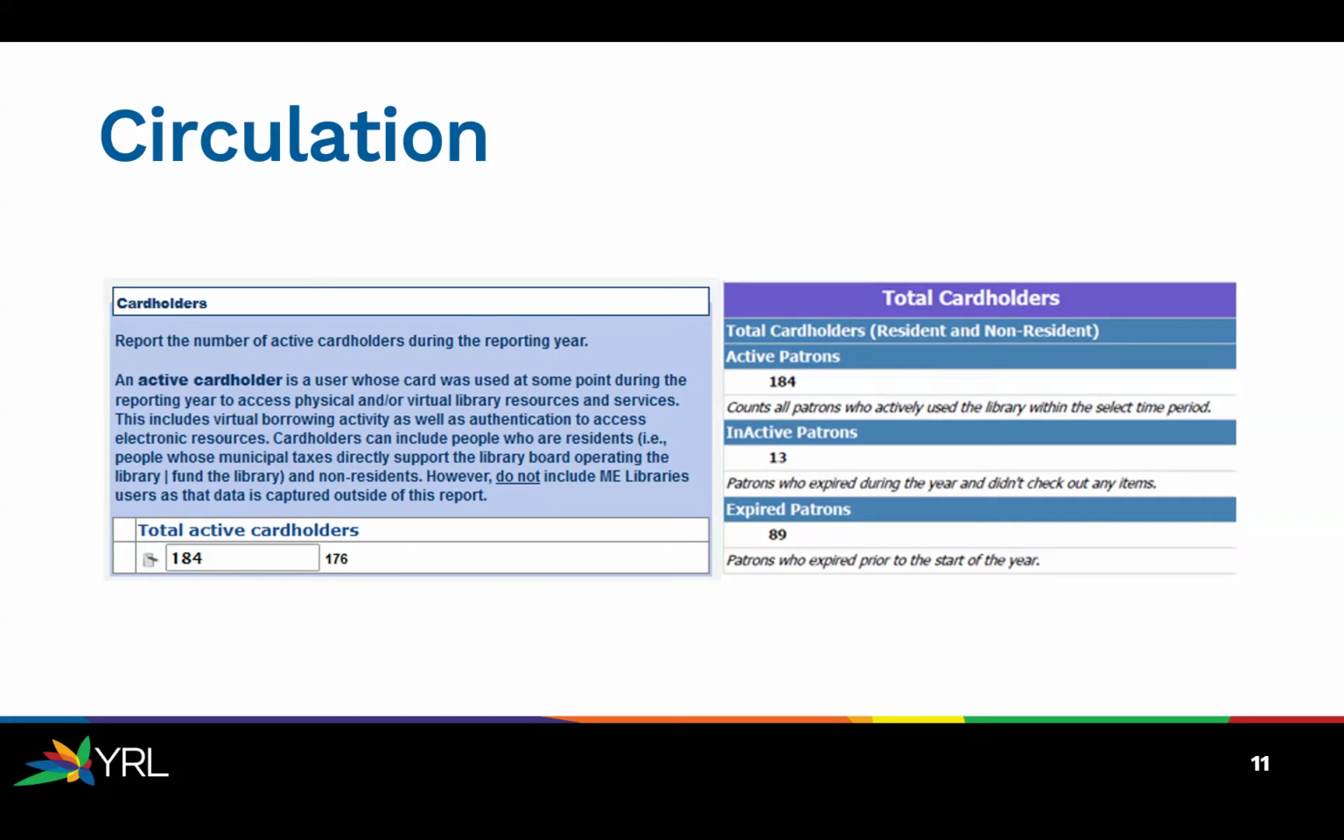PLSB doesn't look like they're asking for inactive or expired patrons anymore in the survey, but I can explain those to you as well. So inactive patrons are those who expired during the year. They started with a valid card that expired, but they did not check out any materials. And expired patrons started the year expired and ended the year expired and had no transactions in between. So hopefully that explains what those categories are.